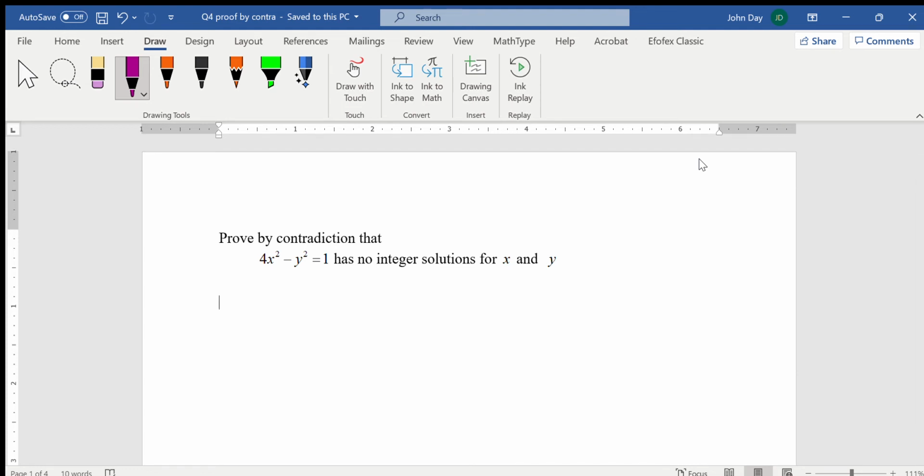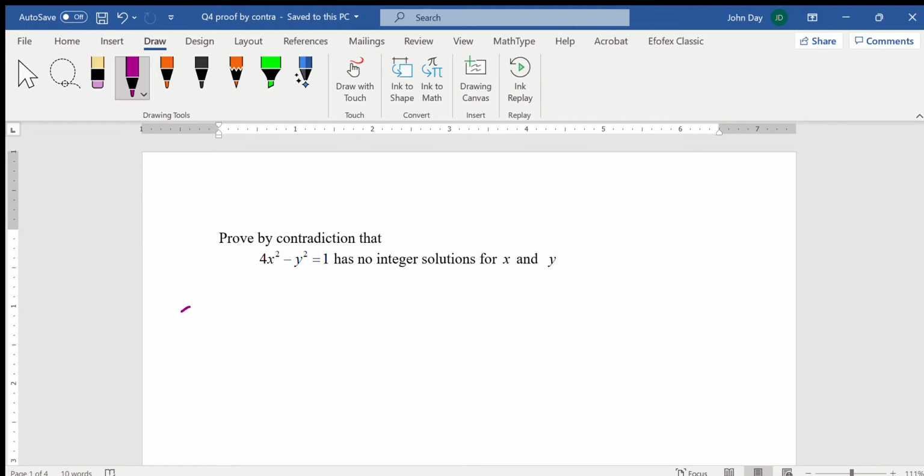All right. Prove by contradiction that 4x squared minus y squared equals 1 has no integer solutions for x, y. So there might be solutions to 4x squared minus y squared equals 1, but they're not integers. We've got to show that.